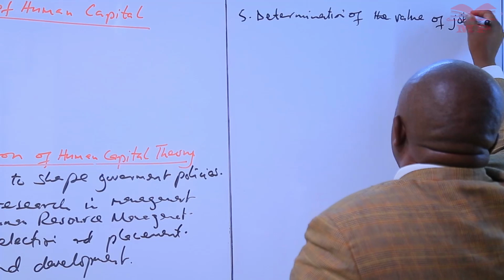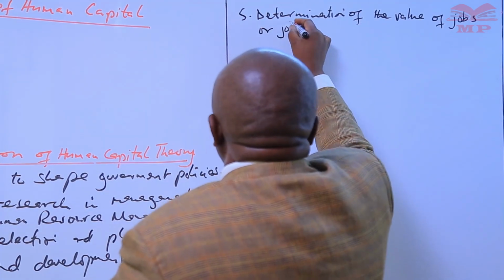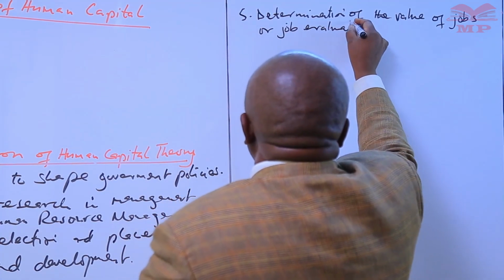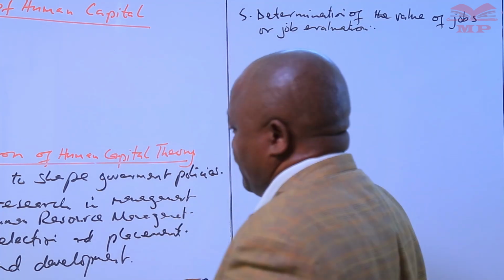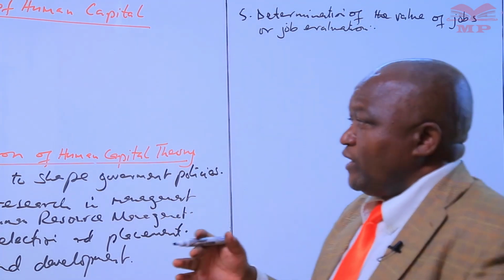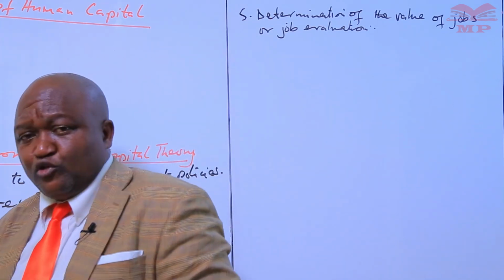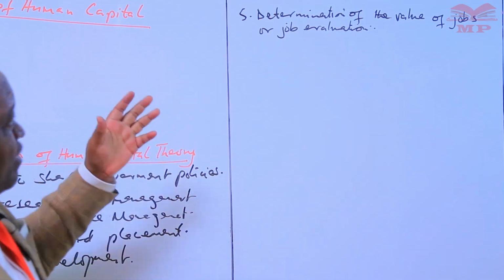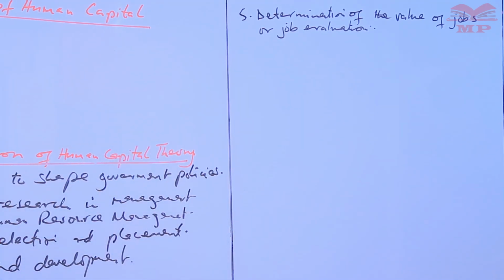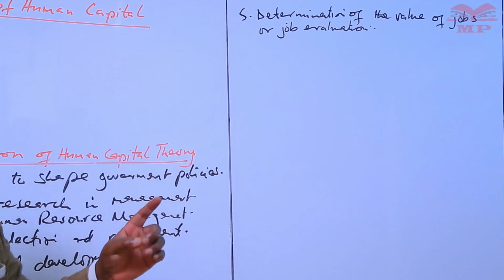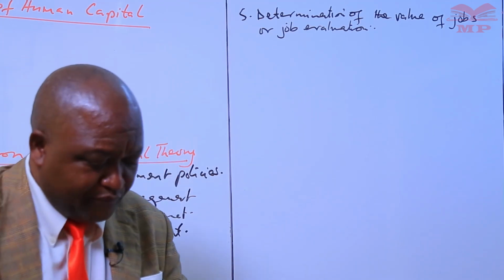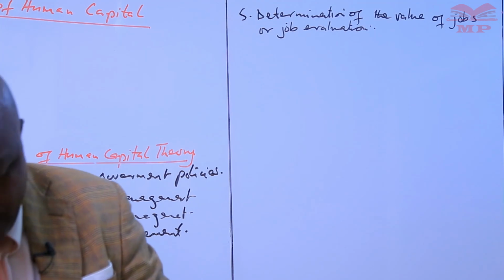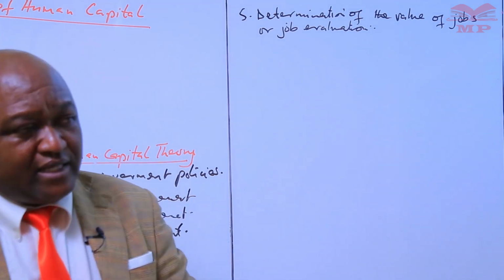Number five, determination of the value of jobs, or job evaluation. So when you are looking at how jobs contribute to a given work environment, or job evaluation, you may look at the human capital theory, look at its thinking, and make a decision. If you are looking at the value of jobs in a job hierarchy, do these particular jobs, for example, have equal value? Do they have equal measure among other issues and so on?